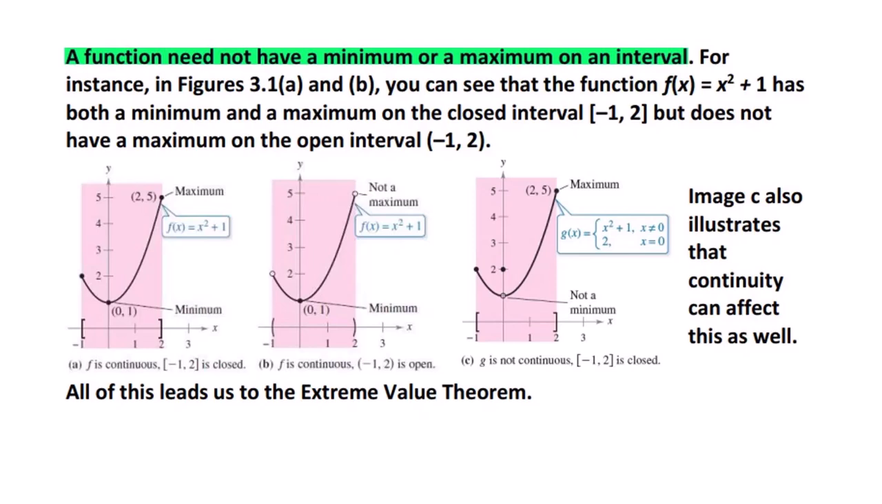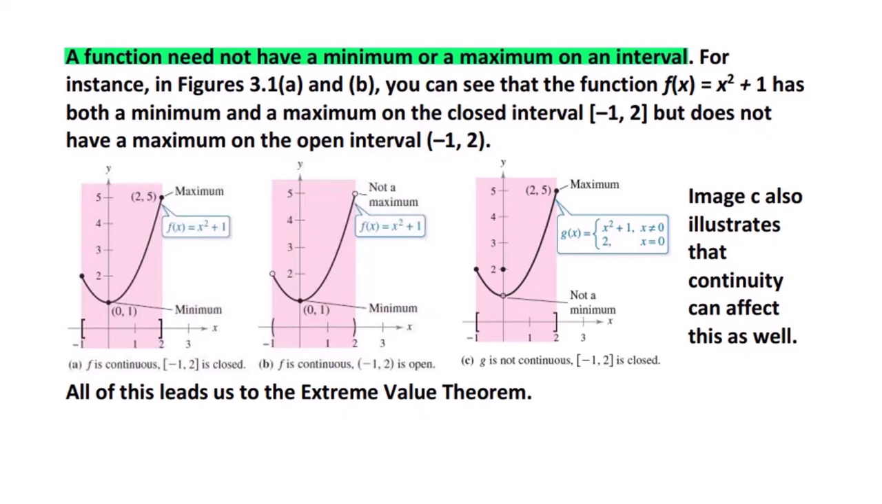Now, a function doesn't have to have a minimum or maximum on an interval. If you look at figure 3.1a, notice we're talking about a closed interval from x equals 0 to x equals 2. Notice the closed dots. In that interval, there's a minimum at x equals 0 and a maximum where x equals 2. Looking at figure 3.1b, there's a minimum at x equals 0, but where x is 2, there's an open dot, so it doesn't have a maximum. Think about that. We can get as close to a y value of 5 as we want, but we can never reach 5. That means no maximum.